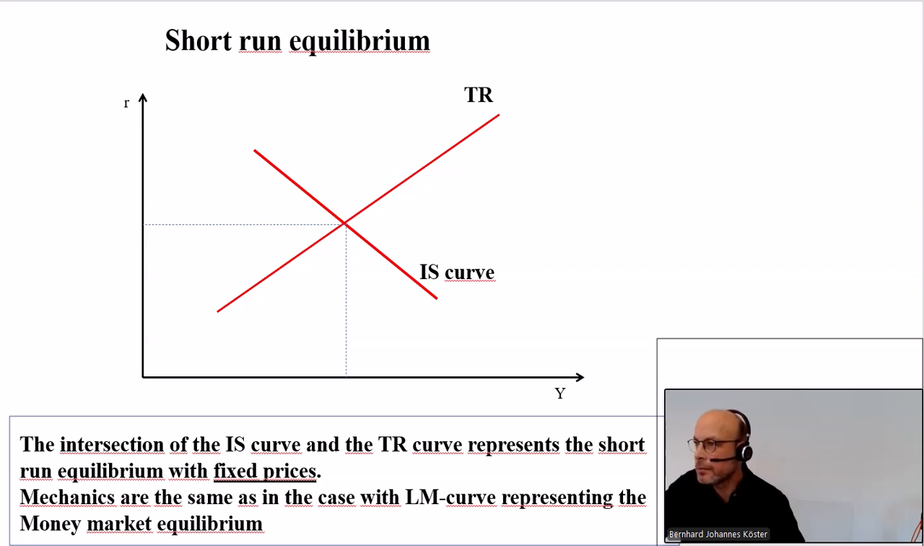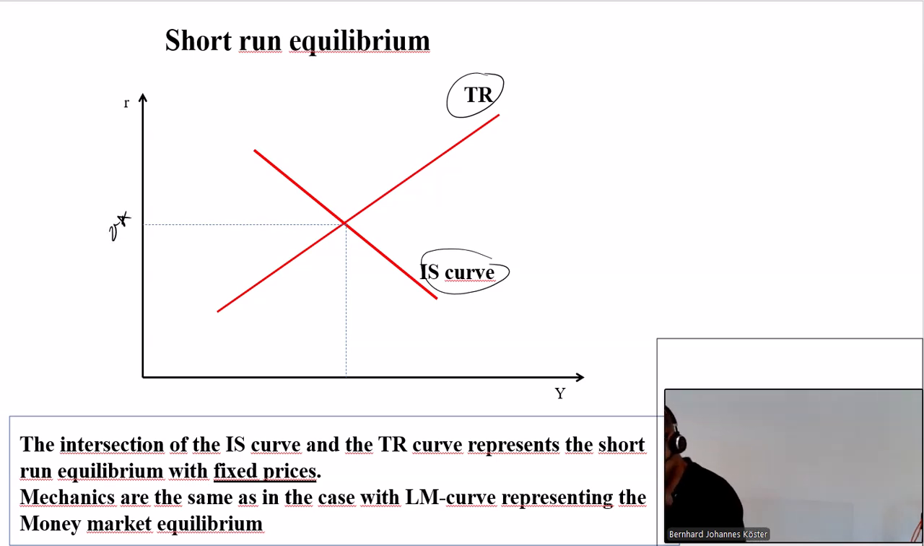Yeah, and then compared to the IS-LM model, the overall equilibrium within our country would be the intersection of the Taylor rule and the IS curve. So this would be then i star, r star, and this is y star.